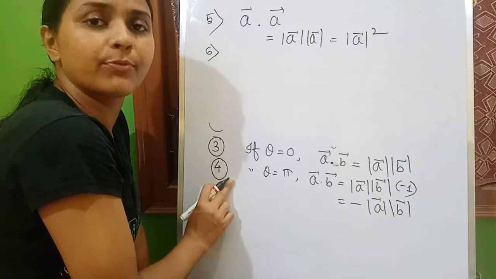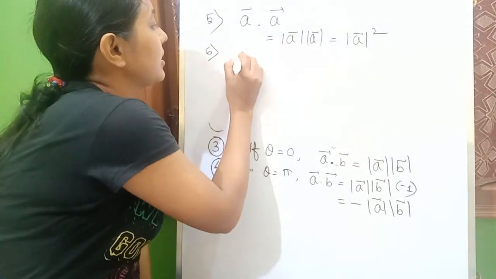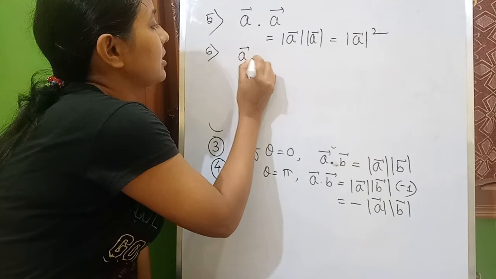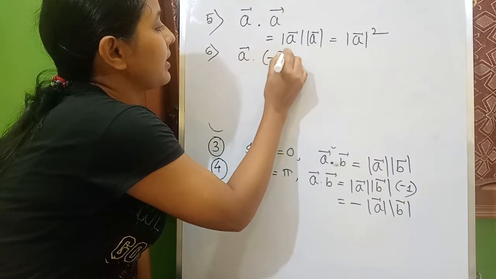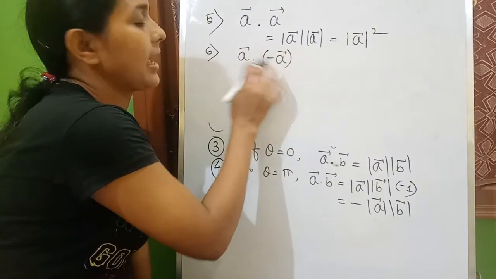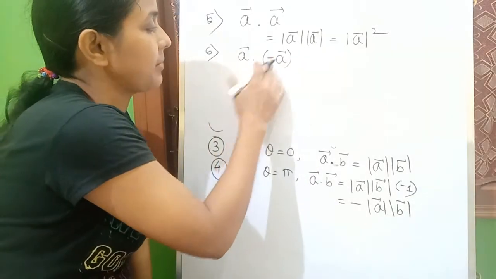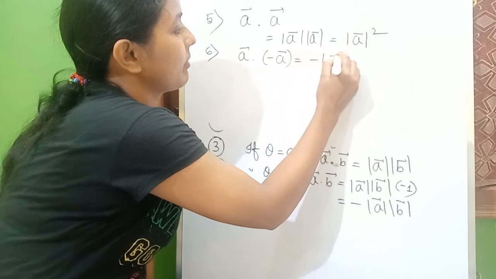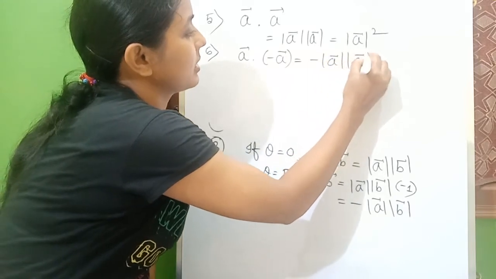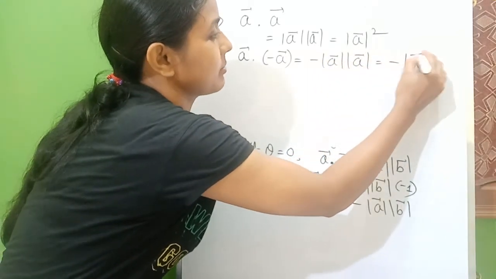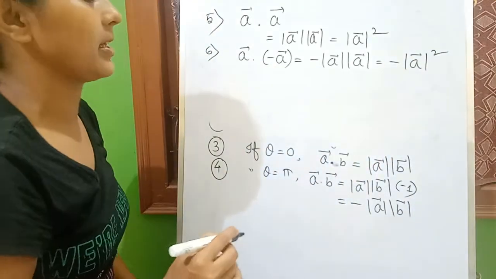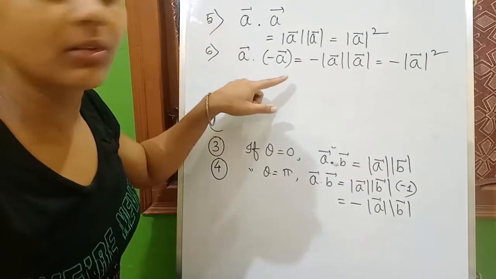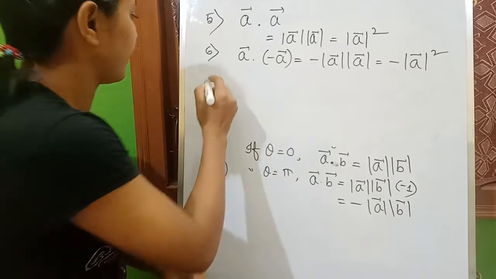Number 6 is an application of number 4. A vector dot minus a vector, and the angle between them is pi. So we can write down minus of mod a vector into mod a vector is equal to minus mod a vector's whole square. So we can write down these two also.